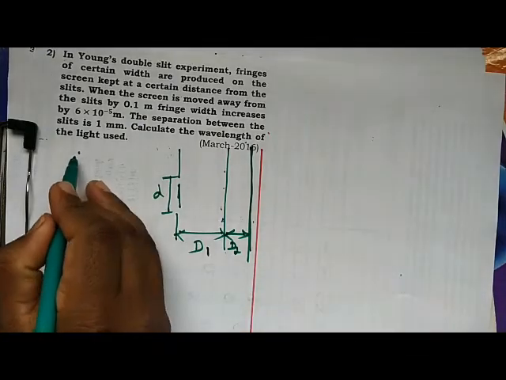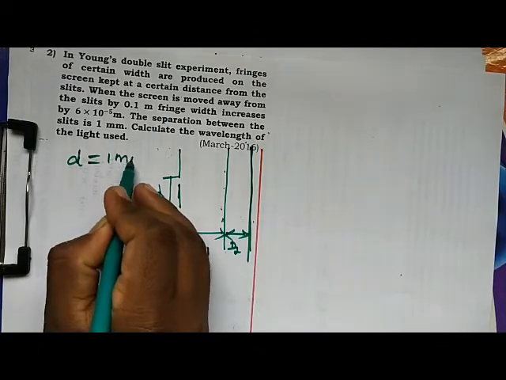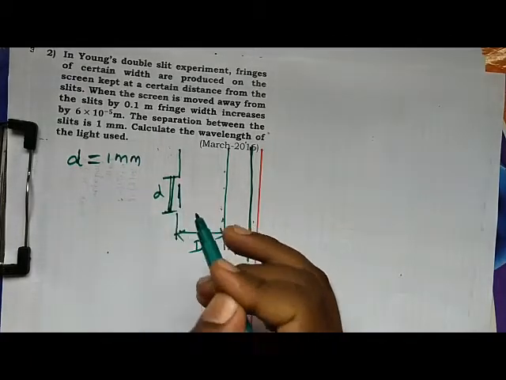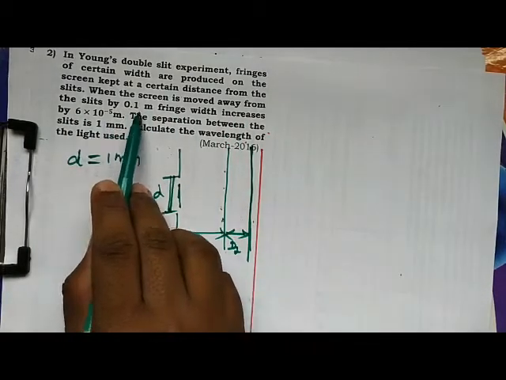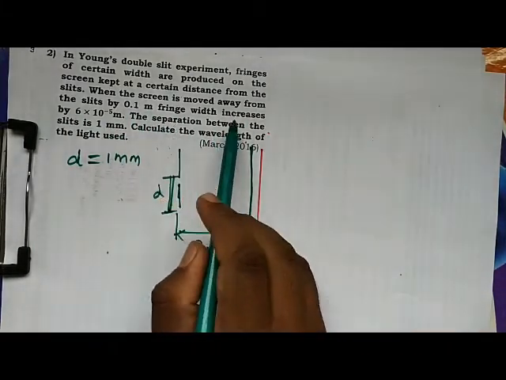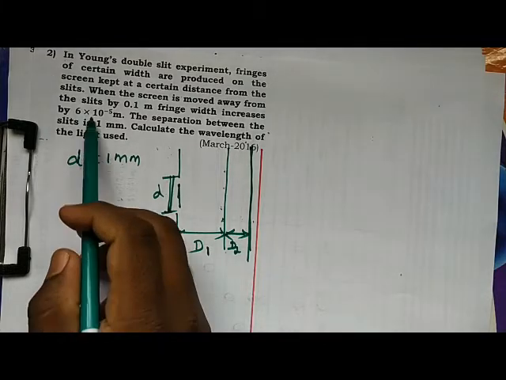Okay, so write the given data. The distance between the two slits is 1 millimeter. Here this distance is 1 millimeter. When the screen is moved away from the slit by 0.1 meter, fringe width increases. Here fringe width increases, and how much it increases? It says 6 into 10 to the power of minus 5 meter.